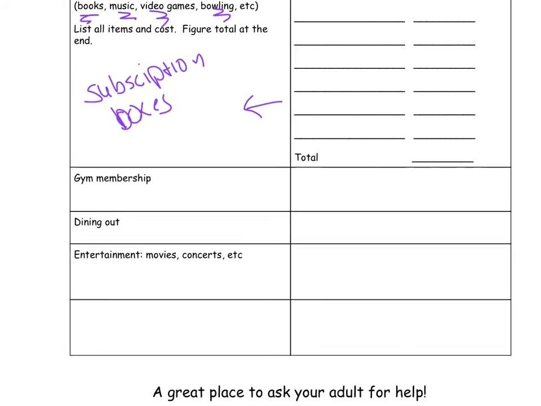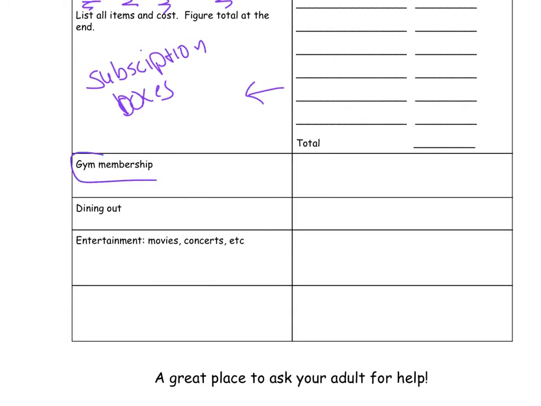This really goes with hobbies, but I also said gym membership. That could definitely have been up here. Dining out. Entertainment. Does your character go to the movies? Do they do concerts? So again, you might want to live in your fantasy world. If you could do anything, what would you do? And list it over here.